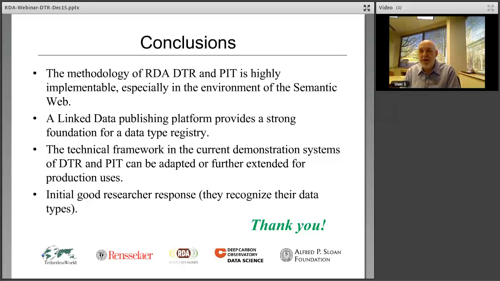That is, researchers like it, that they can create data types and use that as a shorthand to explain to other people how to use their data, how to share their data. This is important in RDA, where we have to try to avoid the build it and they will come syndrome. We want to make sure that this stuff is useful for actual researchers.